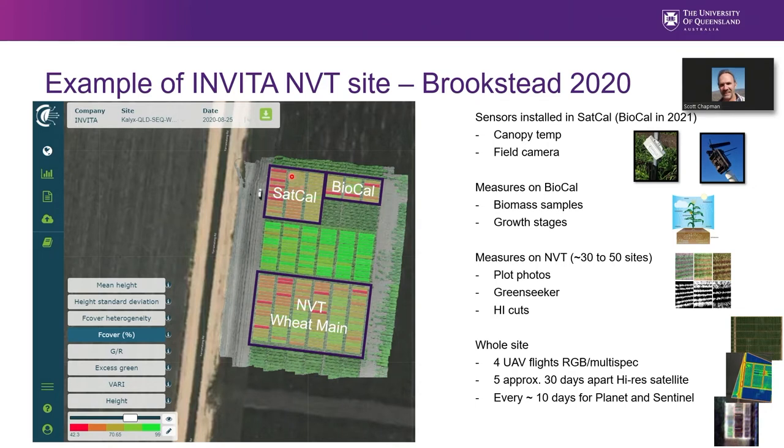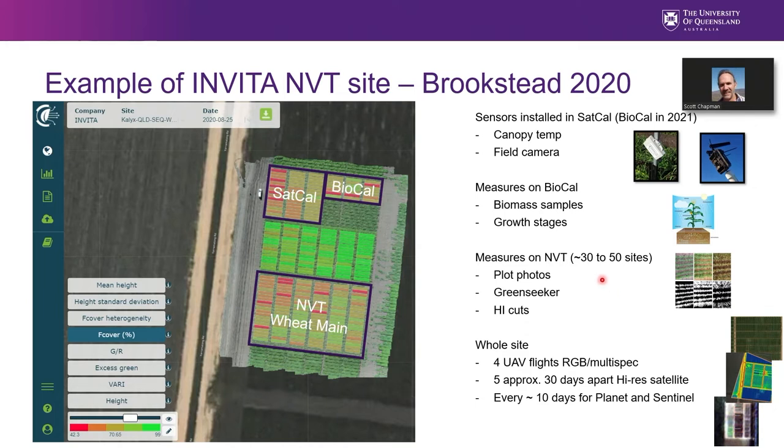In 2020, we actually established this SatCal trial, which was a single variety in a big block. We only did that for a year because it wasn't as useful as we hoped it would be. And we thought we can use the whole trial as that estimate for the SatCal data. For BioCal, that's got extra genotype by density interactions in it, and we do some sampling on those. We do some growth stage measurements, not in great detail. They're only going to be sort of 3 to 5 observations per season.